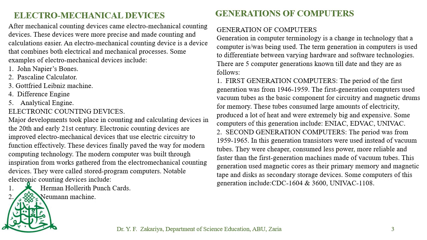The second generation computers came from 1959 to 1965. This generation used transistors instead of vacuum tubes. They were cheaper, consumed less power, and were more reliable and faster than the first generation computers, which were made of vacuum tubes. This generation used magnetic cores as their primary memory, and magnetic tapes and disks as secondary storage devices. They include CDC and UNIVAC.